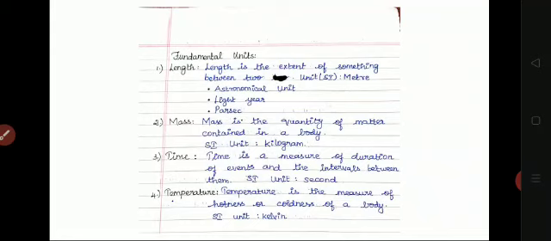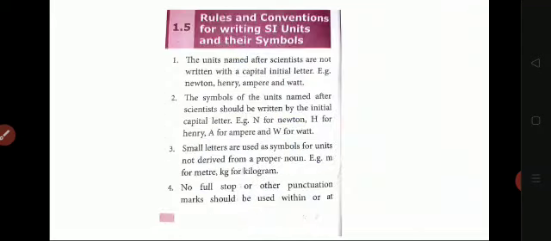Temperature is the measure of hotness or coldness of a body, we all know very well, and its SI unit is Kelvin. Next we are going to see the rules and conventions for writing the SI system of units and their symbols. The first point you have to remember is, if you are going to write the units named after a scientist, you have to use only small letters, you should not use any capital letter.